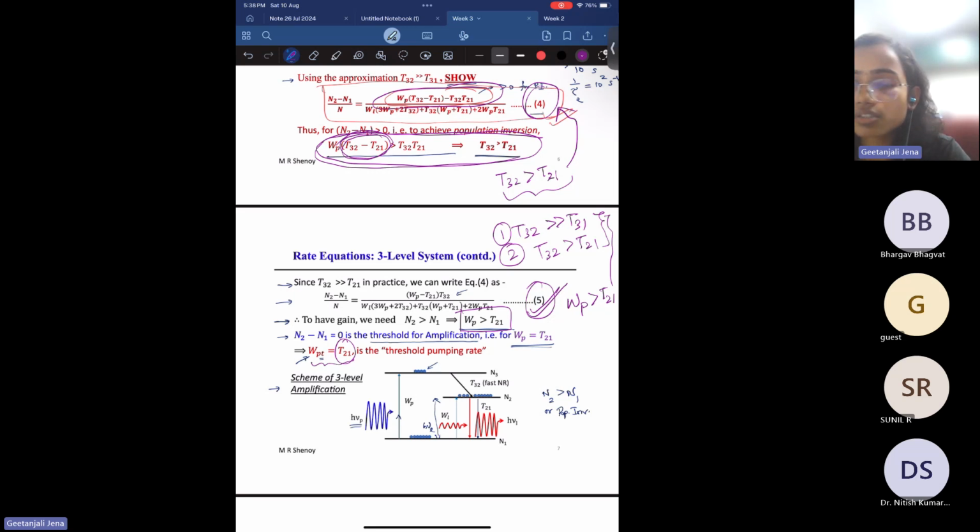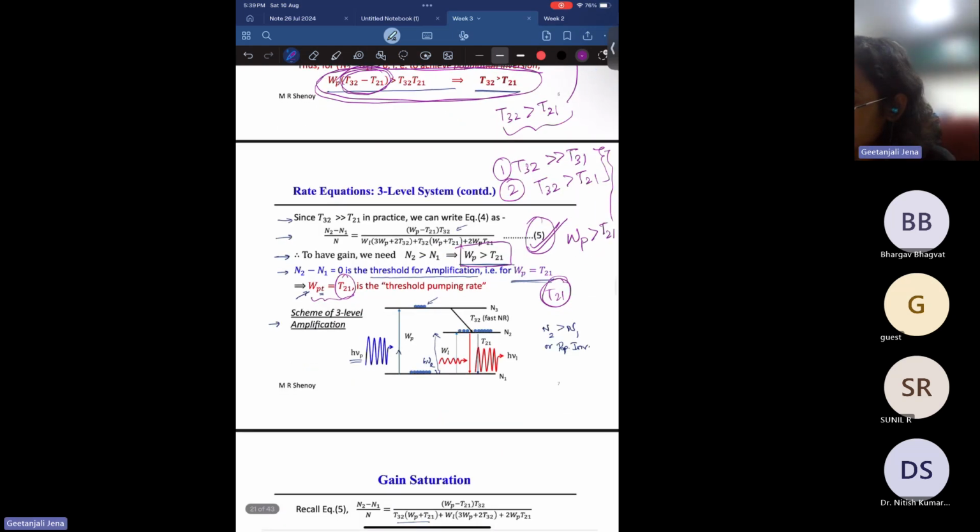So if you want to find out the threshold pumping rate, you just have to find out what is the T21 for this system. Once you get the T21 value, you can get the minimum value of pumping rate that is required to see the lasing condition in the system. So this is what is summarized in this figure.